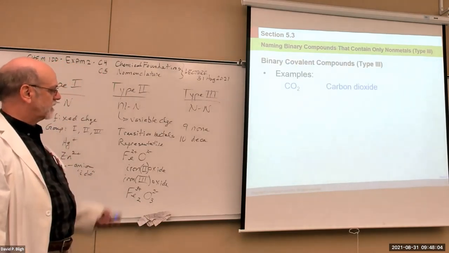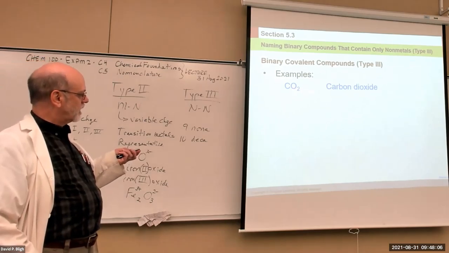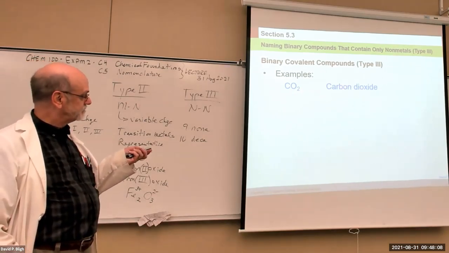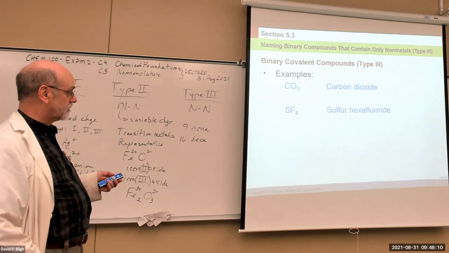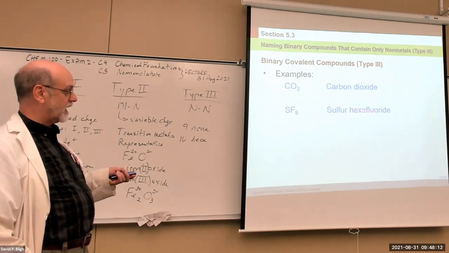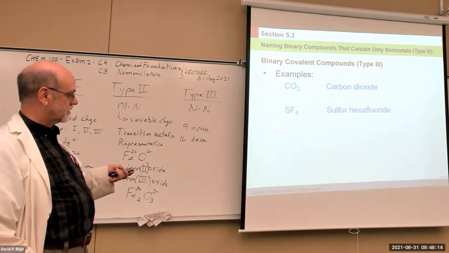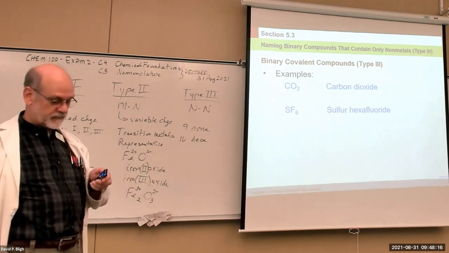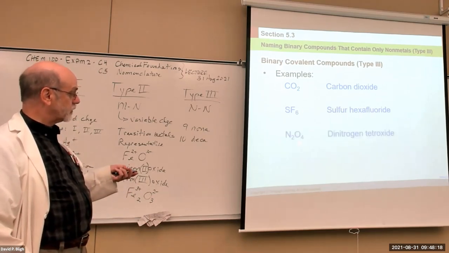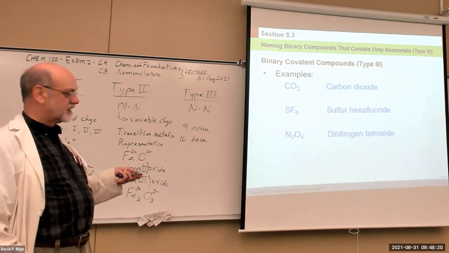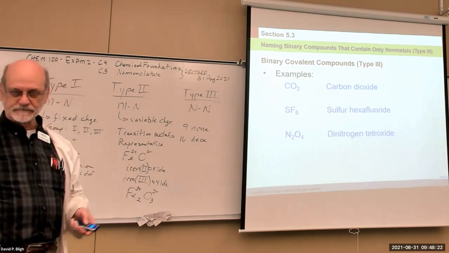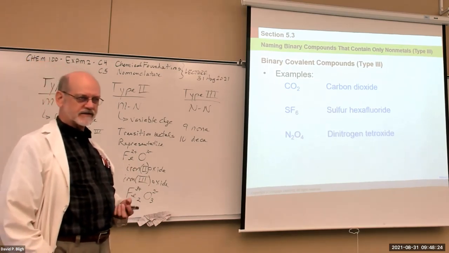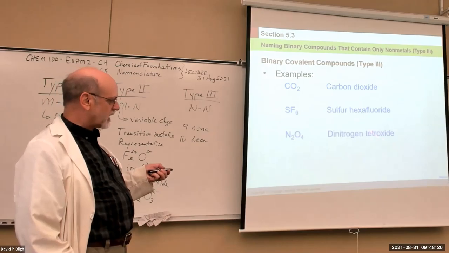So here are examples. Carbon dioxide would be the correct name for that one. Sulfur hexafluoride, right? We got 6. Still only got 1 in the first position. This one, you got two. So it's dinitrogen tetroxide. And we don't say tetroxide, it just doesn't sound right. Tetroxide.